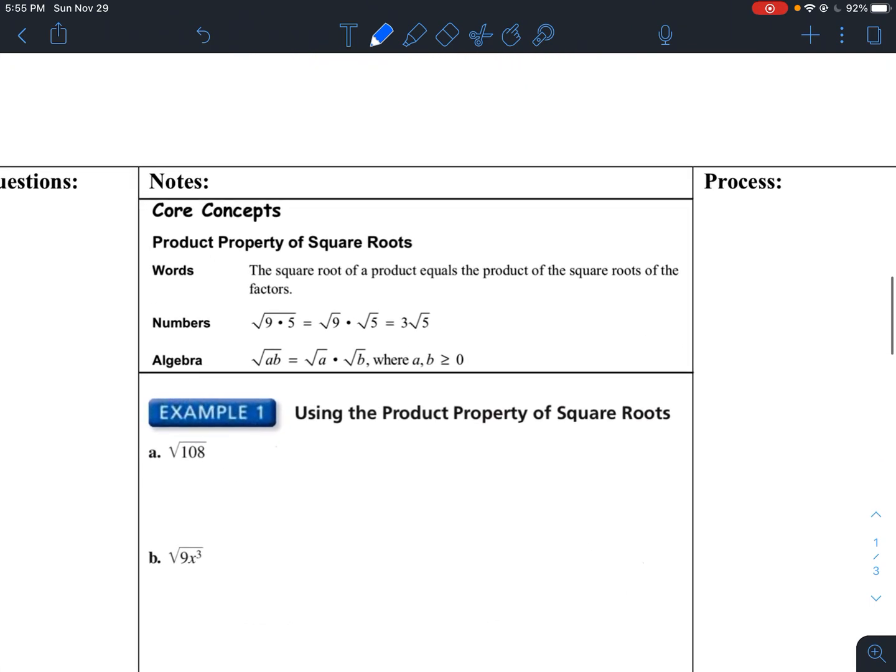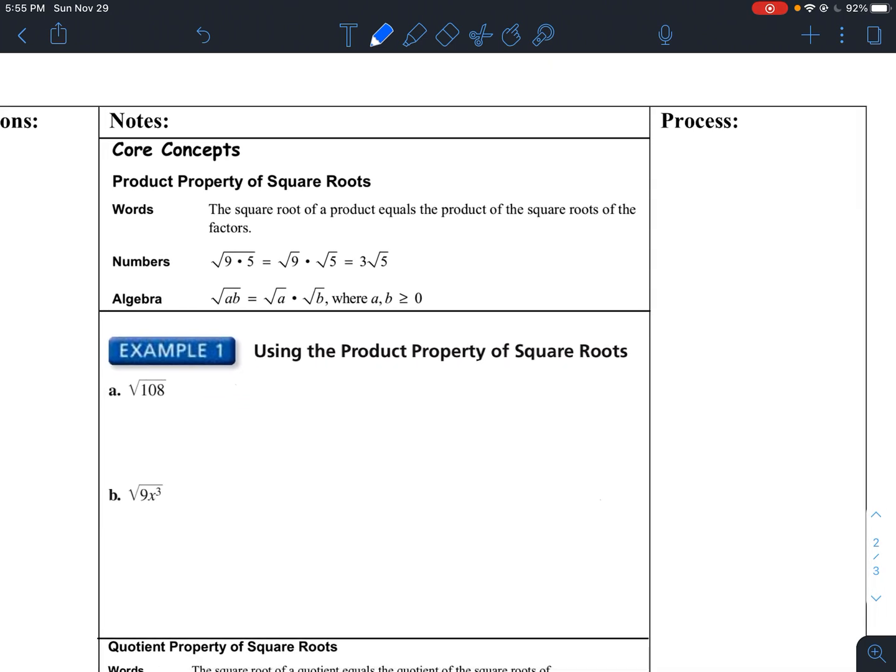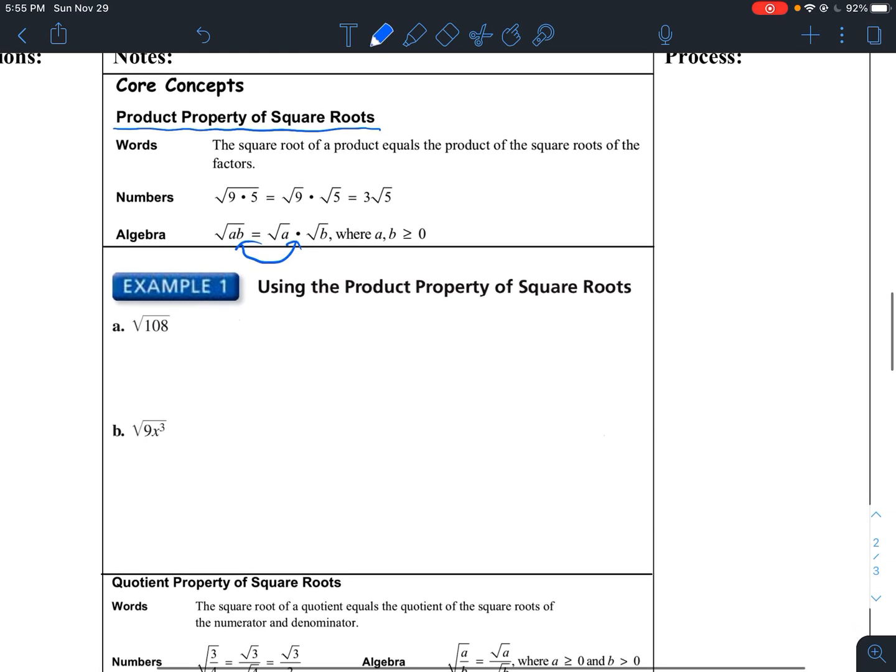So these are their properties. Whenever using multiplication, this is called the product property of square roots, where it says the square root of a product equals the product of the square roots of the factors. So using this, let's try and simplify. We can use this to simplify it.